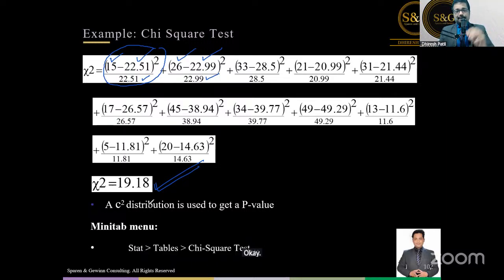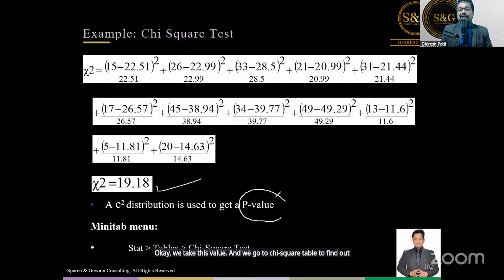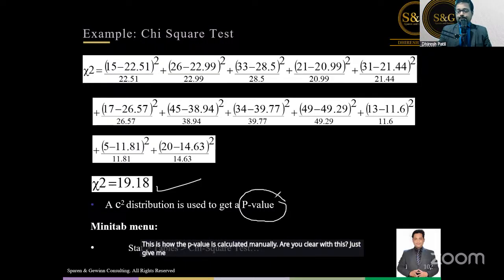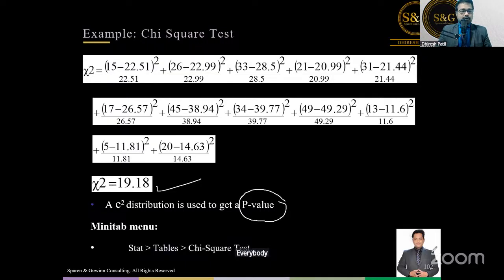Now we have a chi-square table. Okay, chi-square table hota hai. So we take this value and go to the chi-square table to find out the p-value. This is how the p-value is calculated manually. Are you clear with this? Just give me yes in the chat box. Everybody with me? Yahan tak?